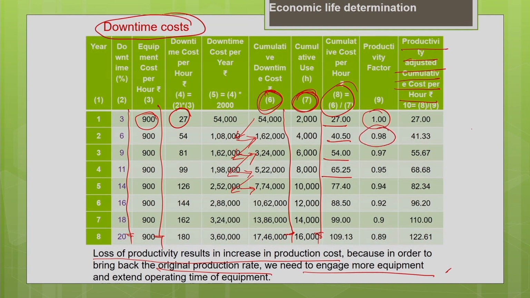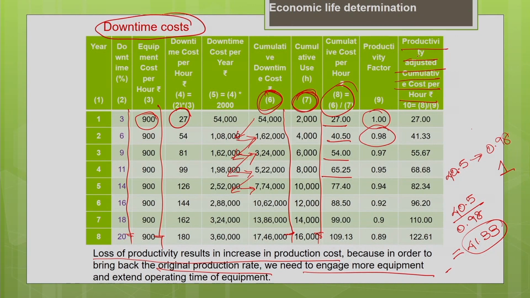The productivity is 0.98. My cost per hour is 40.5. To bring this productivity back to 1, I need to spend some additional cost: 40.5 divided by 0.98. That gives me the actual cost, 41.33. So, this is an increase in cost I am facing due to the downtime. To bring my productivity back to the original production rate, I need to spend some more effort or cost. That is what is productivity adjusted downtime cost.